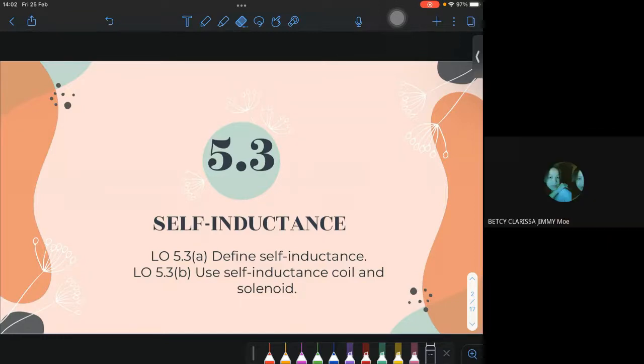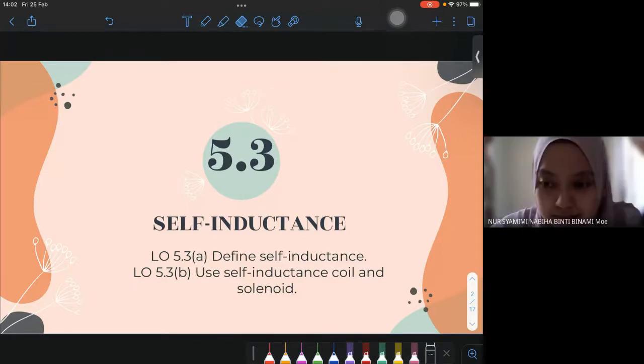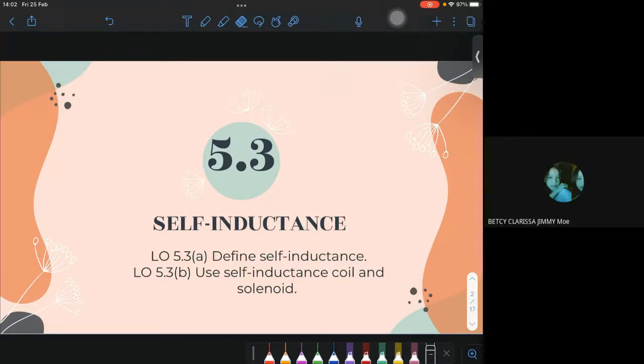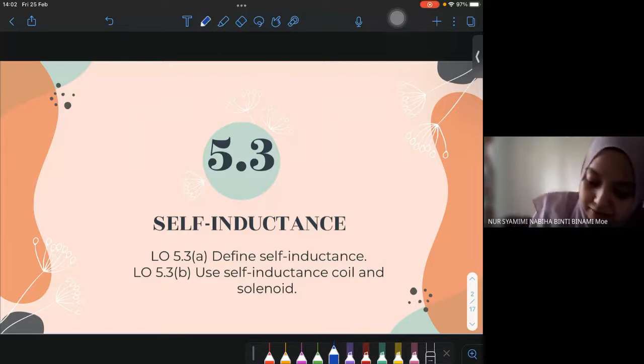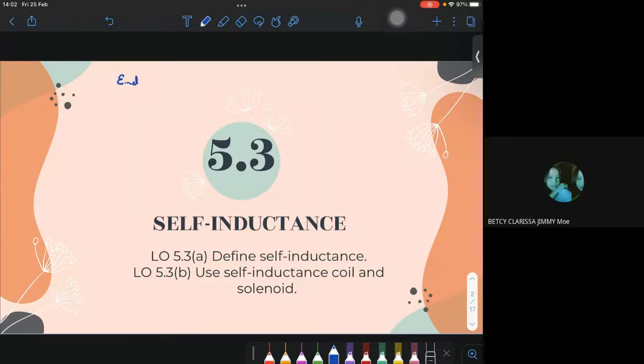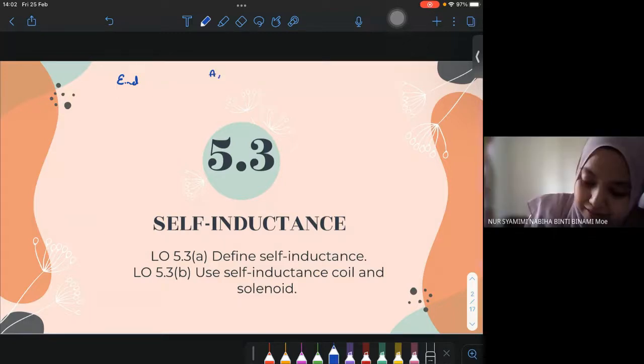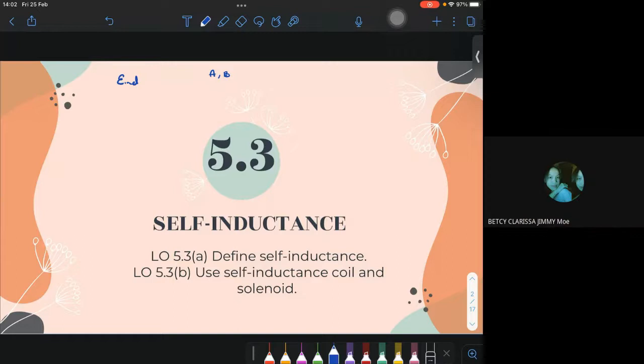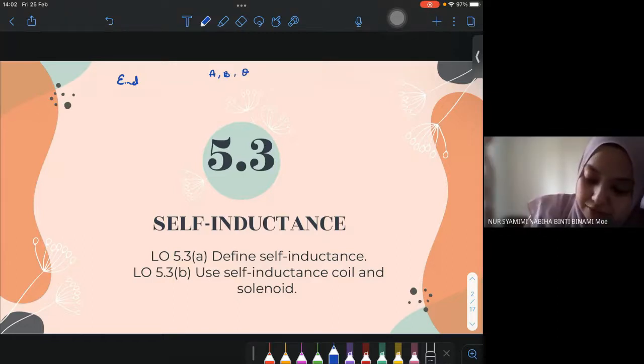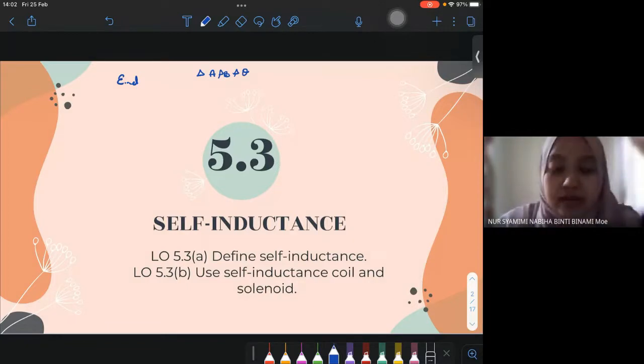Kalau saya, induced EMF is when area, magnetic field, the theta is changed. So kalau tiga-tiga ni salah satunya berubah akan menghasilkan induced EMF. Yes, good. Thank you, Clarissa.